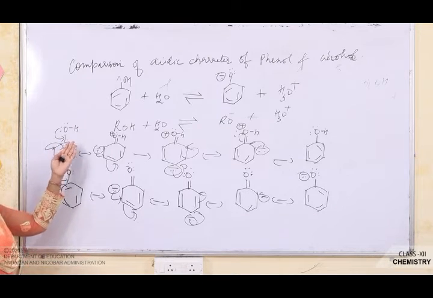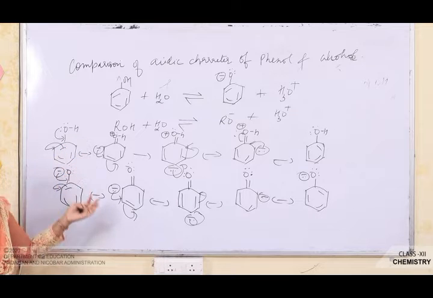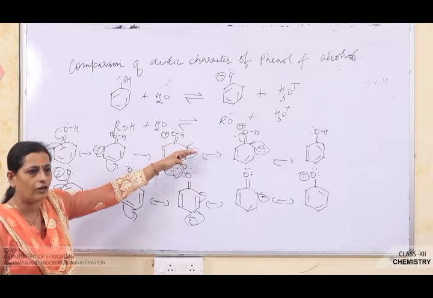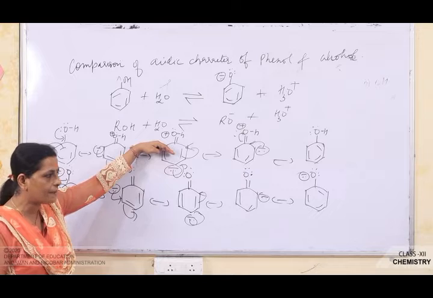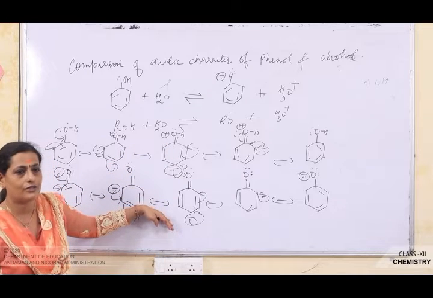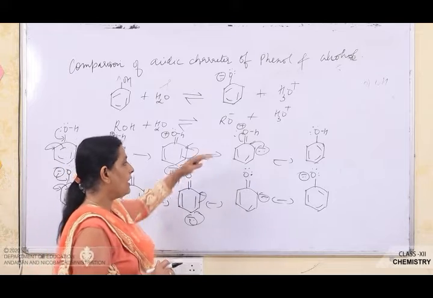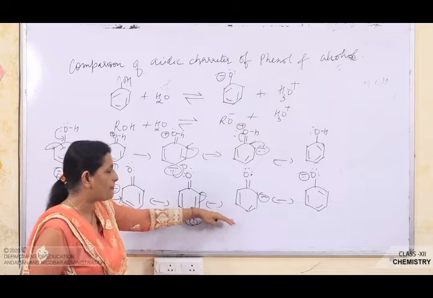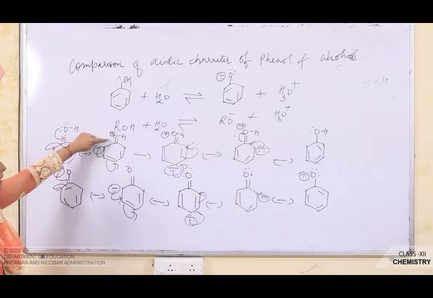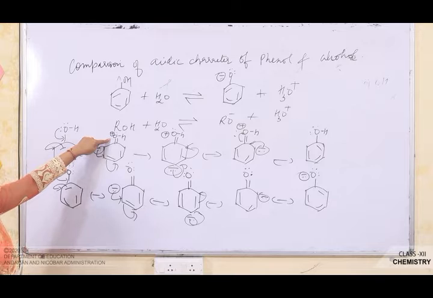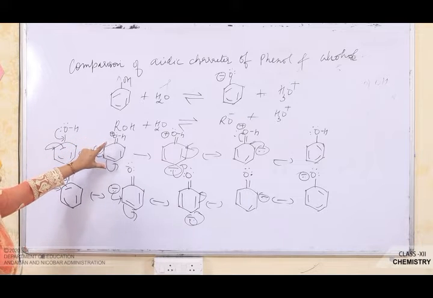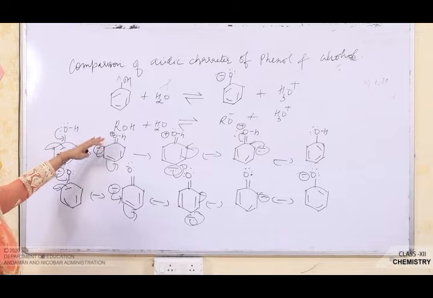Can you tell? Phenol is also resonance stabilized, and phenoxide ion is also resonance stabilized, but phenoxide ion is more resonance stabilized than phenol. In case of phenol, there is charge separation, but in case of phenoxide ion, there is no charge separation. What do you mean by charge separation? See here, due to resonance, electronegative oxygen is getting a positive charge, and less electronegative carbon is getting a negative charge. This is the meaning of charge separation. So in case of phenol, there is charge separation.